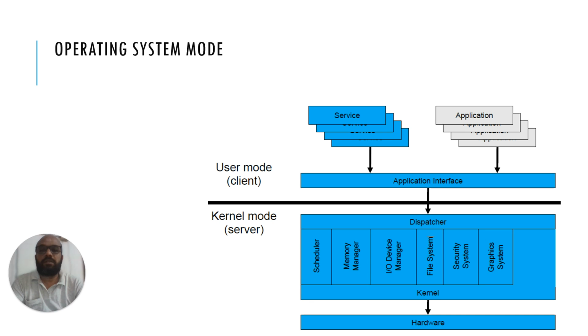kernel mode. In kernel mode there are many operating system services, namely the scheduler, memory manager, IO device manager, file system, system security, and graphic system. And the dispatcher will schedule the process for execution.